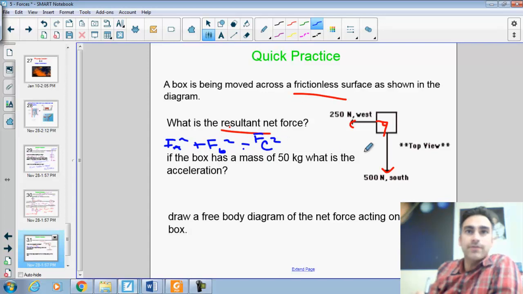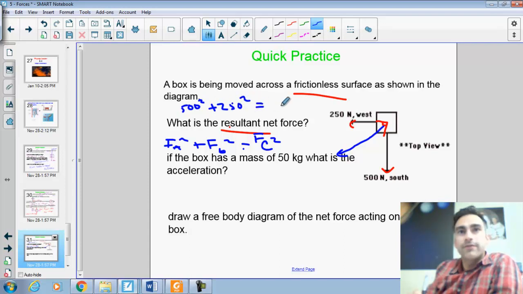The force here should give us this force right here, what it's moving at. So 500 squared plus 250 squared should give us our c squared. Then we have to take the square root of that. And we should end up with force equals 559 newtons in the southwest direction, or west of south, whatever you prefer.